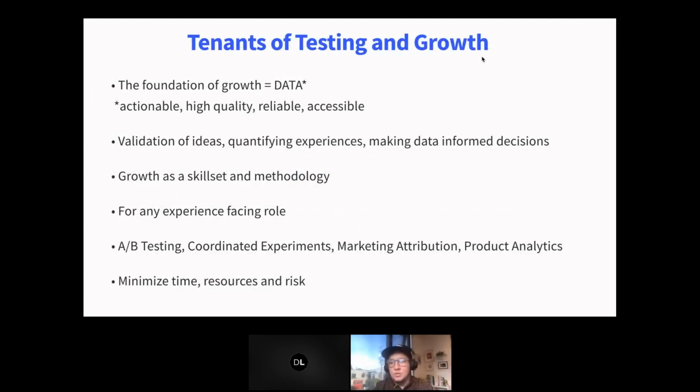Typically what we see is that this is usually part of the customer experience facing team, so the folks on the product and experience side. But the foundation of growth design is really about data, and you're only as good as the data you're able to capture. So data, in this sense, around growth design is about actionable, high quality, reliable, and accessible data. How you're able to capture that is where teams are still looking to inform that process, inform that instrumentation, through tools, and tools like Maze in particular.